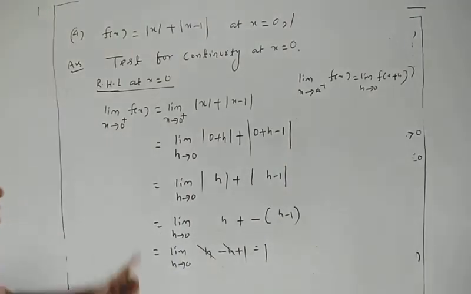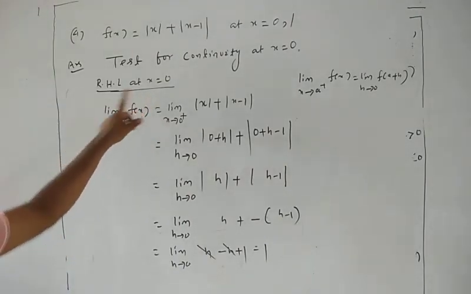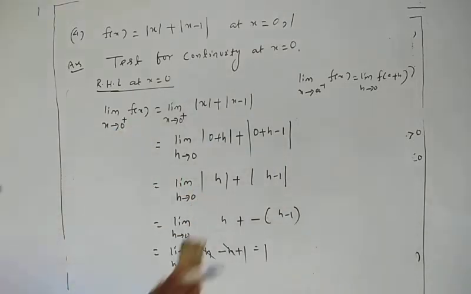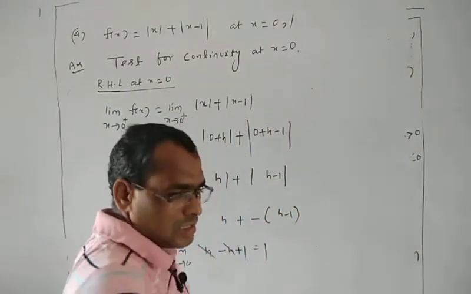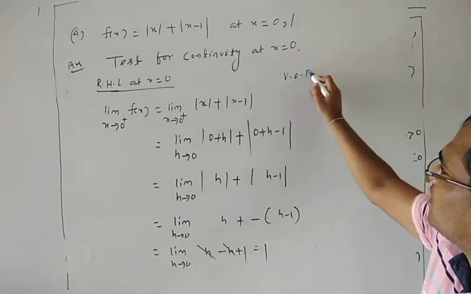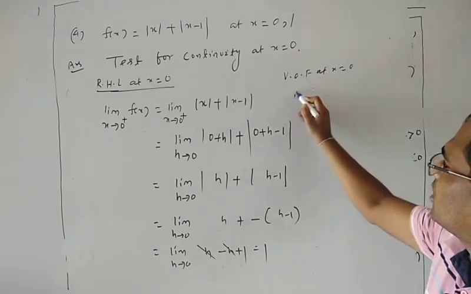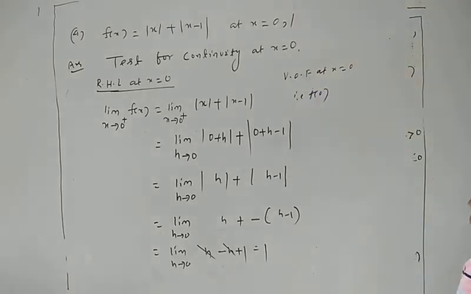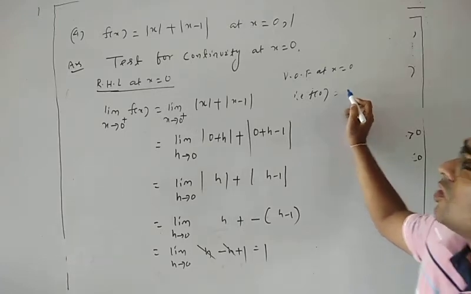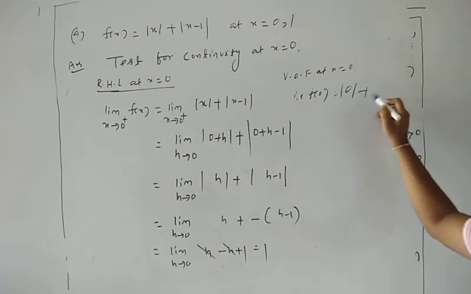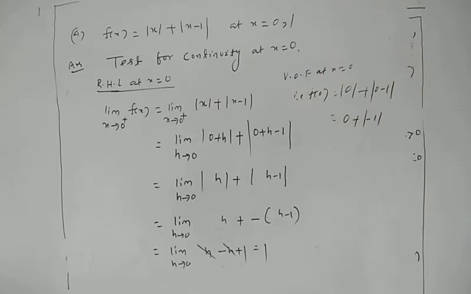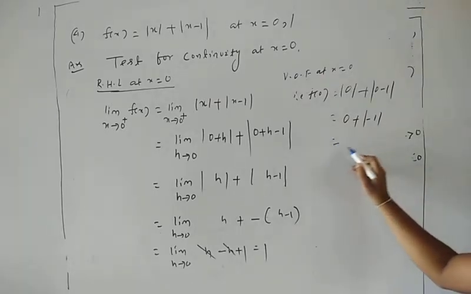So left hand limit is equal to 1, right hand limit is 1. Left hand limit equal to right hand limit means limit x tends to 0 f(x) exists. So if the limiting value exists, we find the value of the function. So value of the function at x is equal to 0, that is f of 0. So f of 0 means you have to put x is equal to 0 directly in the given function. So mod 0 plus mod of 0 minus 1. So this is equal to 0 plus mod of minus 1, but mod of minus 1 is equal to 1. This is equal to 1.